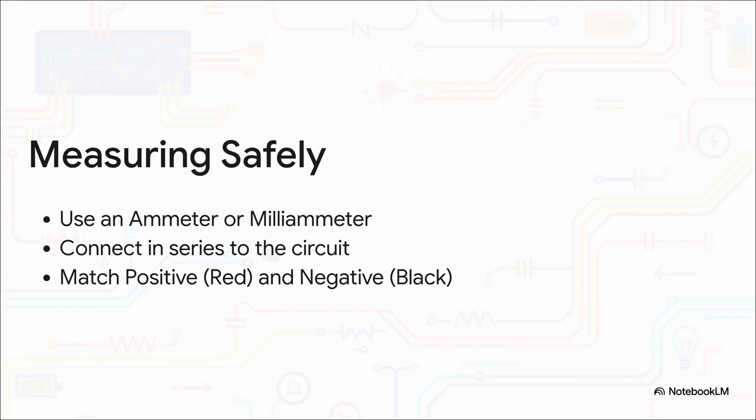First off, your ammeter or milliammeter absolutely must be connected in series to the circuit. That means it literally becomes part of the main path, so all those electrical charges are forced to flow right through the meter to be counted. And crucially, you've got to match the terminals. The positive red terminal and the negative black terminal have to be aligned perfectly with your power source.